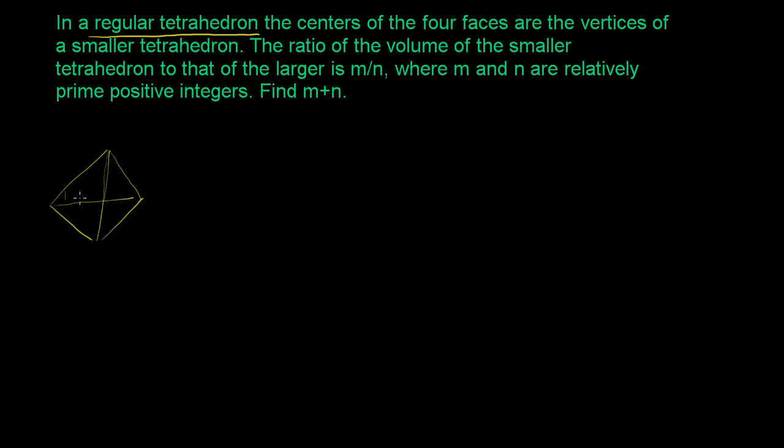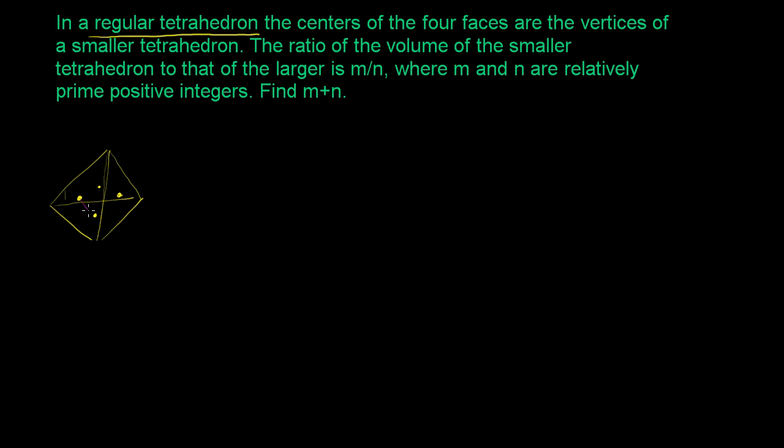Let's say that this is the center of one face. This is the center of another face. Back here is the center of the face that we can't see, that's behind these two faces. And then this right here, let's say, is the center of the base. The centers of the four faces are the vertices of a smaller tetrahedron. So we could connect them and get a smaller tetrahedron.